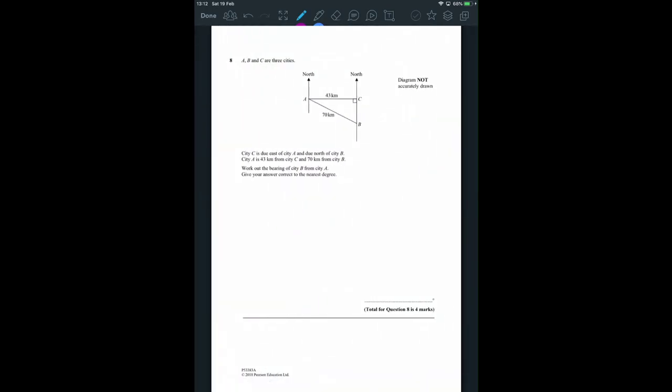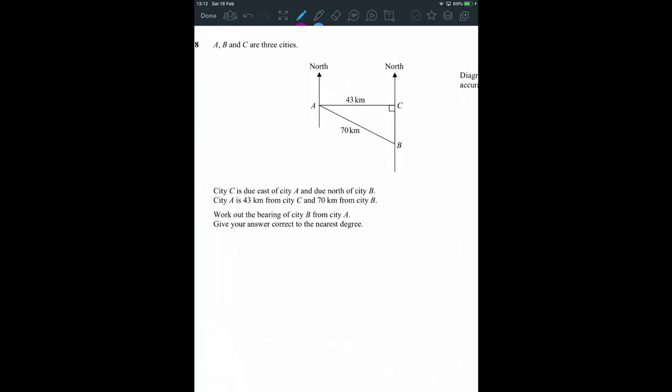Question 8. Straight away it looks like a bearings question, just as they've given us a picture already. And yes, indeed, we are trying to work out the bearing. City C is east of A and north of B, and we've got a couple of distances. We want the bearing of city B from city A. From means that's where I care about the angle. So it's that entire angle there which I actually care about.